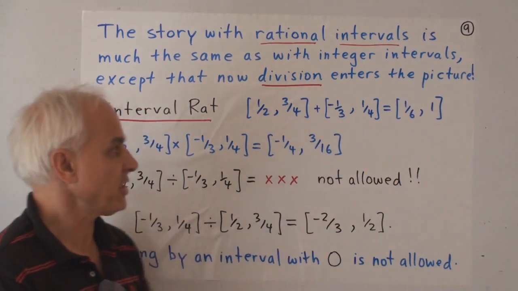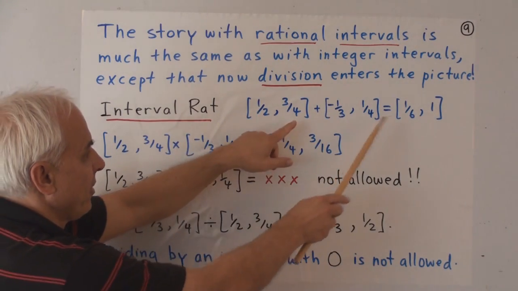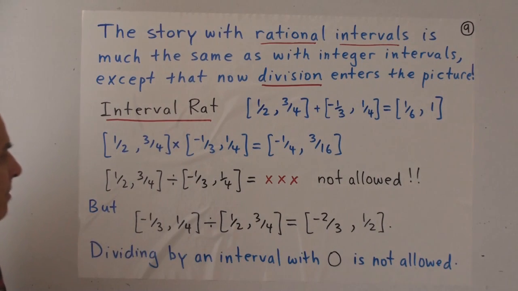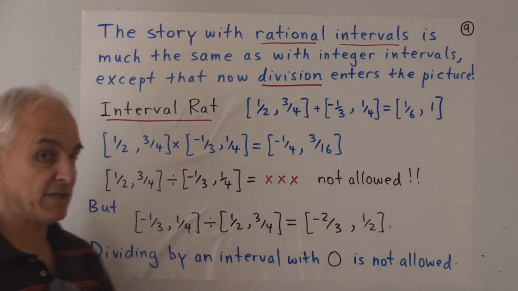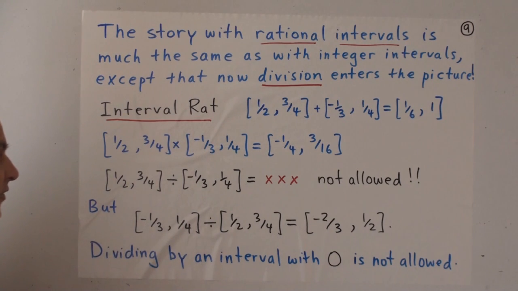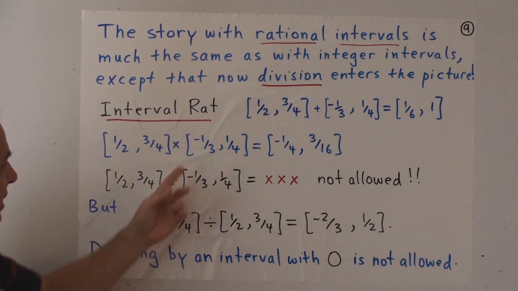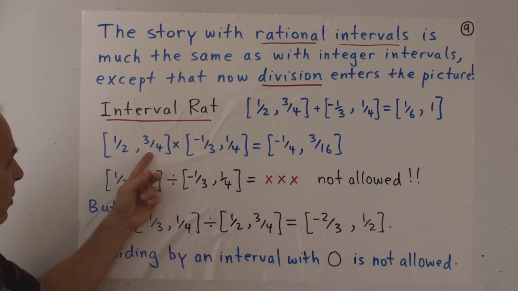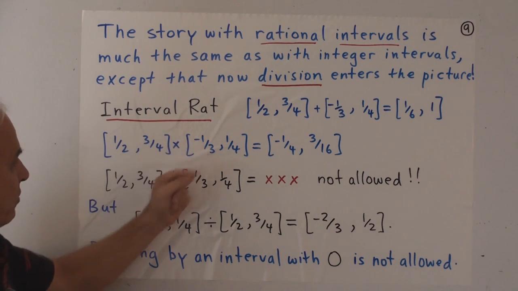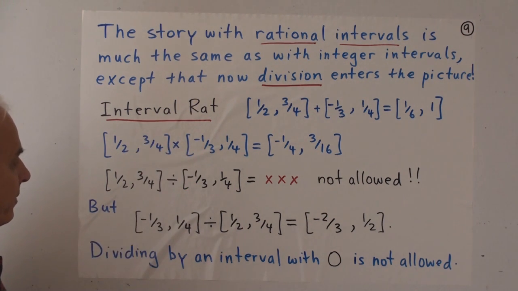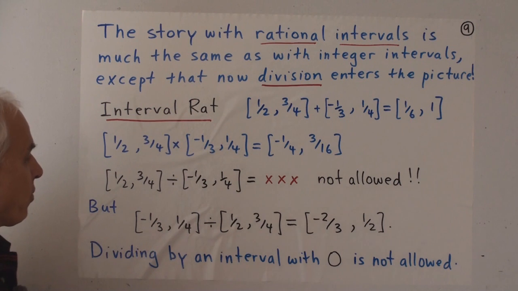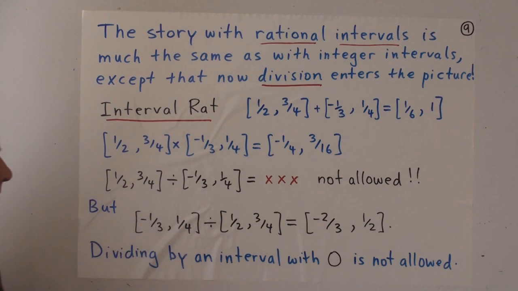Addition is defined just as before. It's this plus this, comma, this plus this. Multiplication is defined in the same way as it was for integer intervals. We have to look to see which of the four products is the smallest and which of the four products is the biggest. So with these examples, the smallest value would be when we take this minus sign here and multiply it by 3/4. So minus 3/4 times minus 1/3 would be minus 1/4. And the largest possible value we get when we multiply 3/4 with 1/4, giving us 3/16.